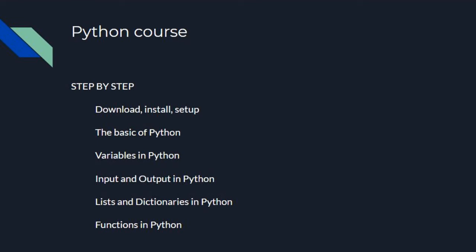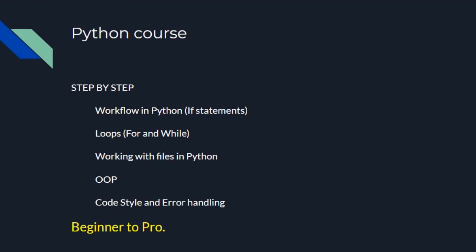Then we will have a look at the basics of Python, and then we will have a look at variables in Python, inputs and outputs in Python, lists and dictionaries, functions in Python, workflow like if statements, loops like for or while, working with files, object-oriented programming, and code style and how you can handle errors. So until you become professional in Python.